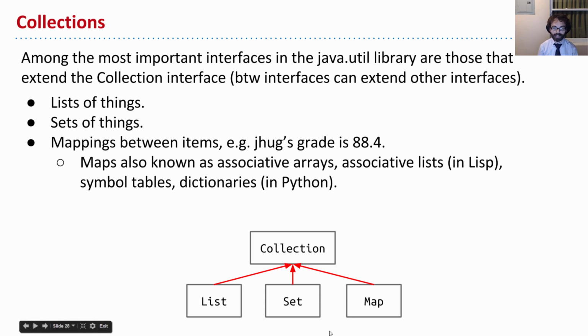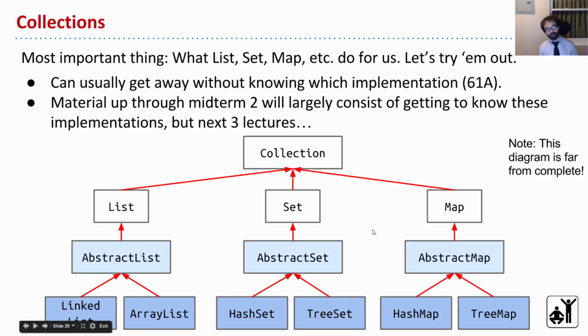These are going to be our champions. These are the things you're going to use all the time. Okay. So the most important thing, really, that you're going to care about for the next couple weeks while we're working on Project 2 is what List, Set, and Map do, right? What can they be used for? Lists represent lists of things, sets of things, maps, mappings.